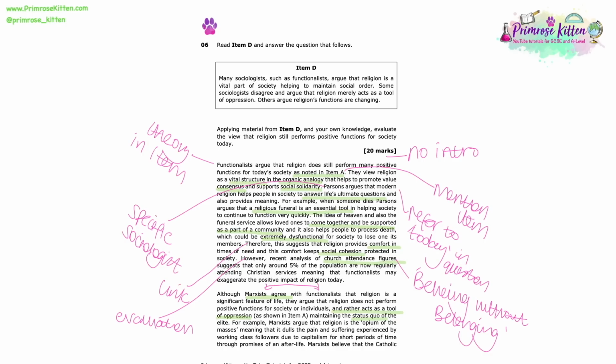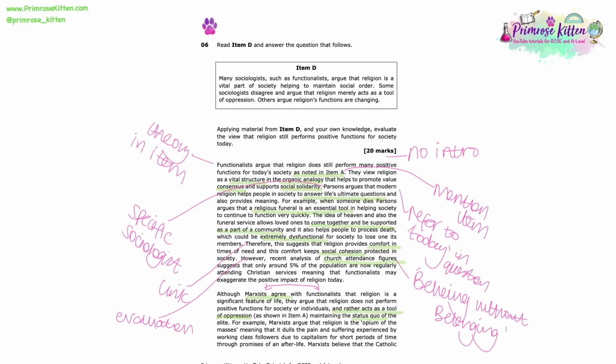structural theory. So even though functionalists view religion as a positive structure, Marxists still view religion as a structure, just as one that's negative. So they argue religion does not perform these positive functions, instead it acts as a tool of oppression. And that's the reference as well to the item. You are showing the examiner that where the sociological argument hasn't been identified, you understand where it's coming from.